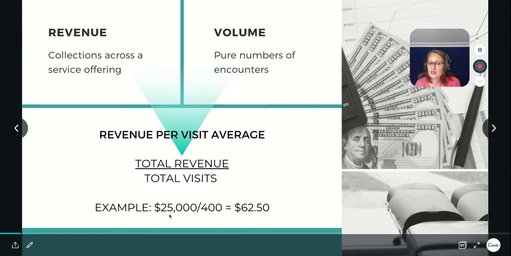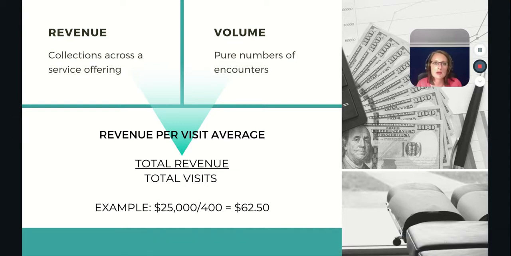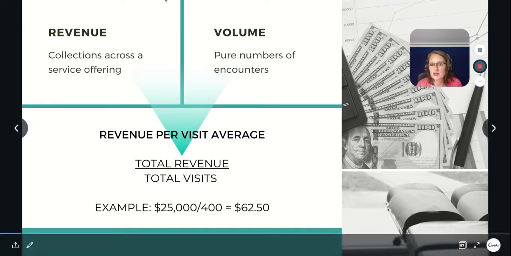So quick math. Say you collected $25,000 this month. You saw 400 patients that time. Really easily, that gives us a total of $62.50. That means on average, when a person comes in, you are being reimbursed or collected about $63 per visit. How would you find this in a spreadsheet?